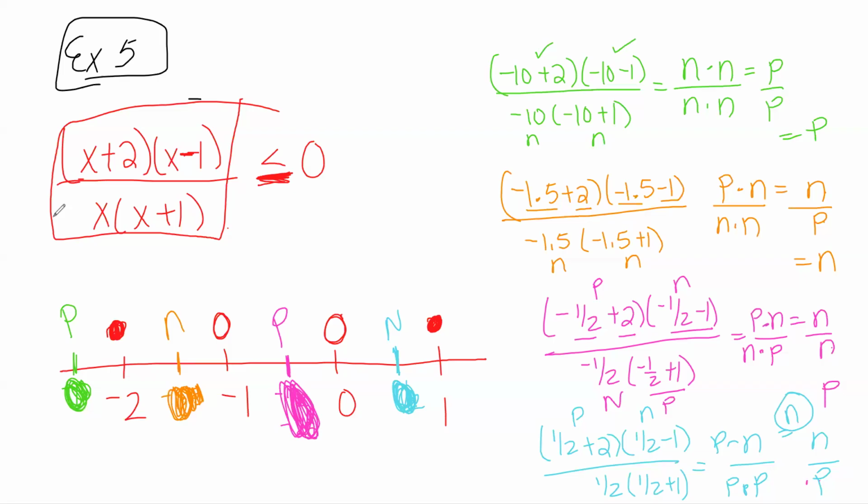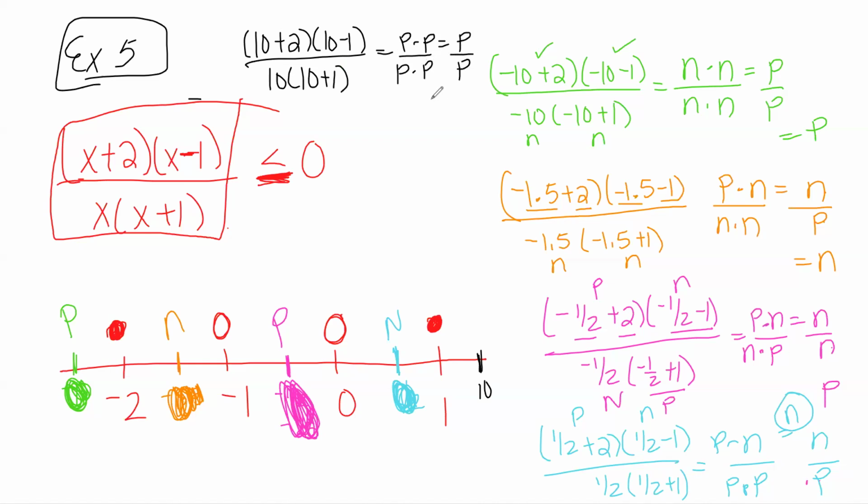Favorite number bigger than 1. I'm running out of colors on this. I'm going to do it in black. 10. You do anything you want as long as it's bigger than 1. Going into the red box, I'm going to be at the top for my work. 10 plus 2, 10 minus 1, 10, 10 plus 1. So top is positive, positive. Bottom is positive, positive, positive divided by positive, positive, positive, scribble. Woo!